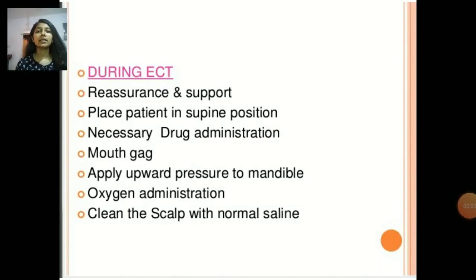During ECT, reassurance and support to the patient. Place the patient in supine position. Necessary drug administration like atropine, general anesthesia thiopental sodium, and the muscle relaxant agent like succinylcholine. Mouth gag to prevent lip injury and tongue bite. Apply upward pressure to the mandible and administer oxygen. Clean the scalp with normal saline or otherwise shampoo the hair.